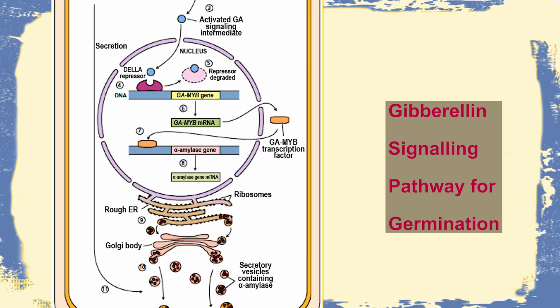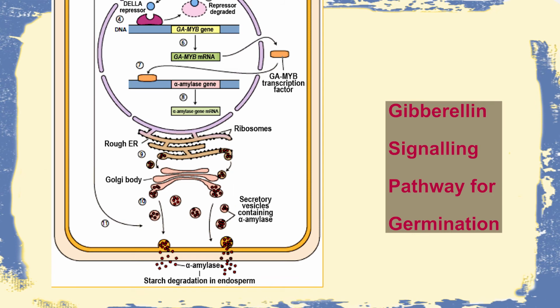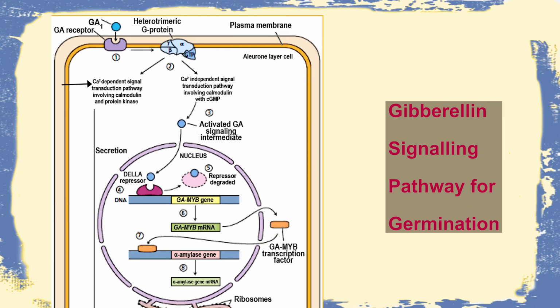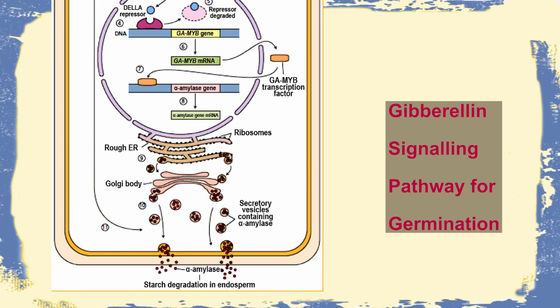The resulting mRNA is translated in the rough endoplasmic reticulum, and the enzymes are produced in secretory vesicles. Now, the parallelly activated calcium dependent pathway involving calmodulin is involved in the secretion of these enzymes via the secretory vesicles.